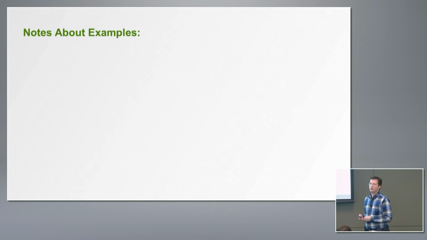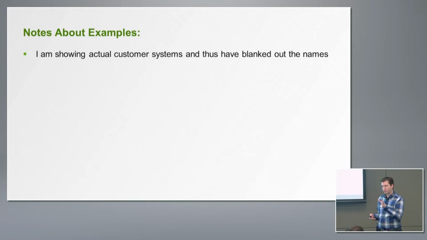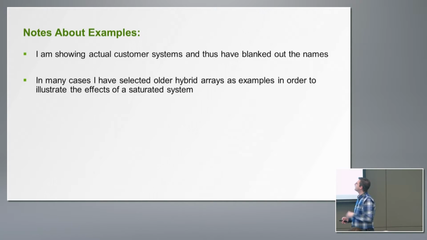So I'm going to go into a couple of notes about some examples to begin with. Because we're talking about systems that have outgrown their existing systems, it's going to be typical. They're real-world customer systems. So I've blanked out the names, and in many cases I've selected older hybrid systems as examples in order to illustrate the effects of saturated systems.